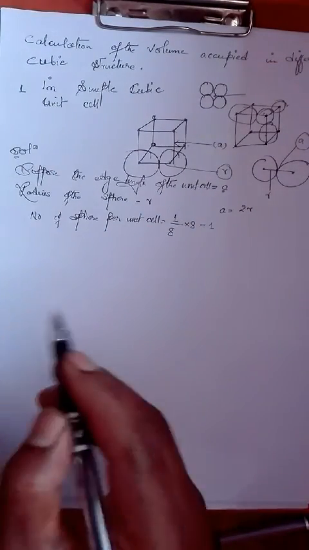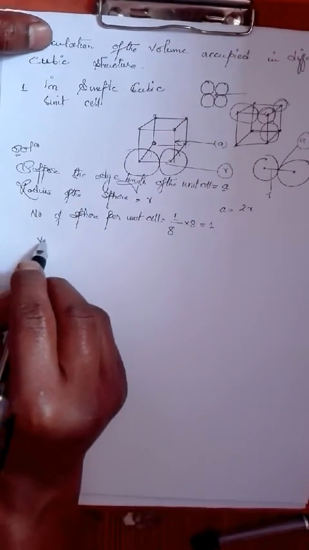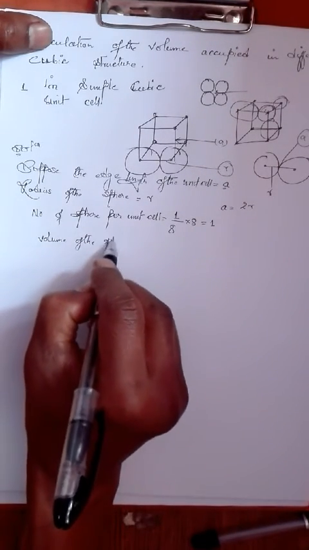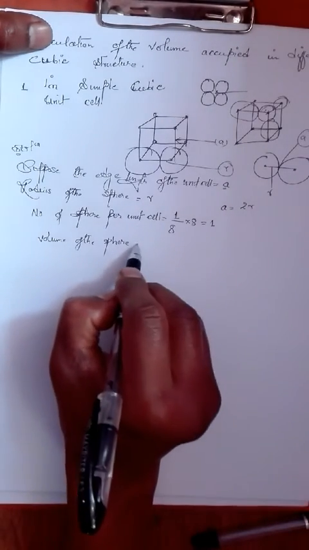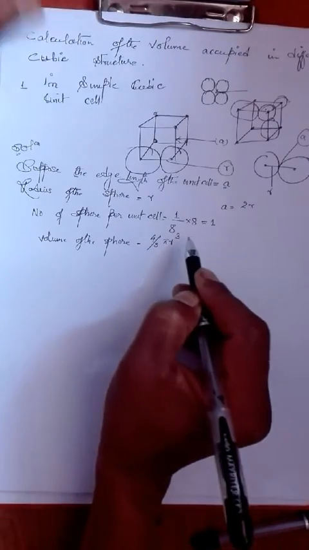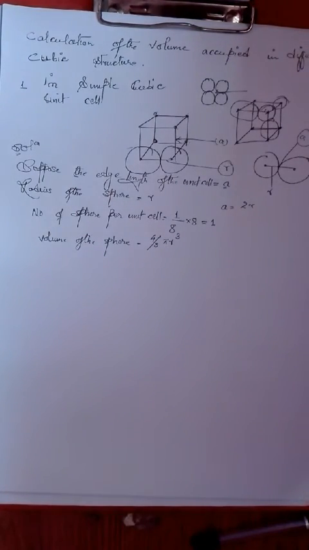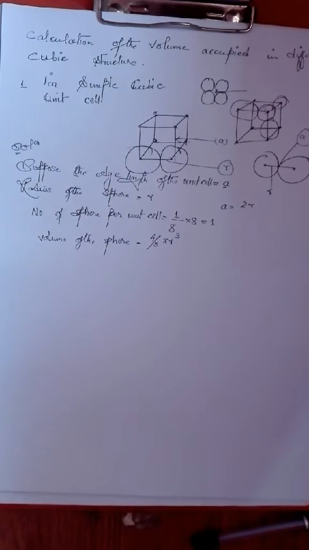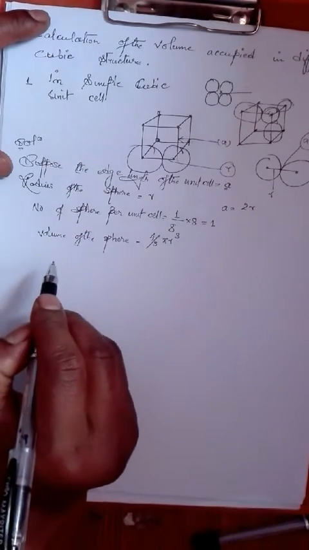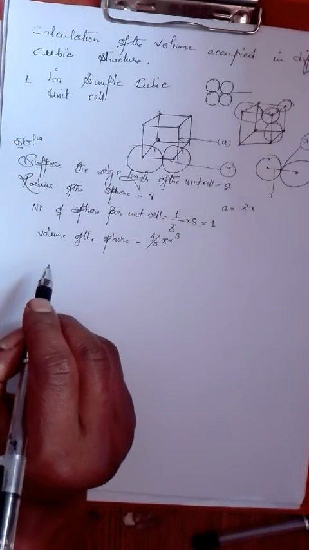By formula, you know the volume of the sphere. What will be the formula for the volume of the sphere? Volume of the sphere is equal to 4 by 3 pi r cube. 4 is a constant, 3 is a constant, pi is also a constant whose value I'm going to take here as 3.14, and r here reflects the radius of the sphere, or you can say the radius of the constituent particles. You got that?